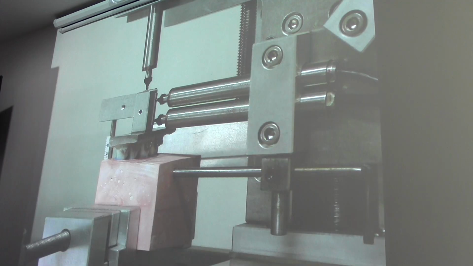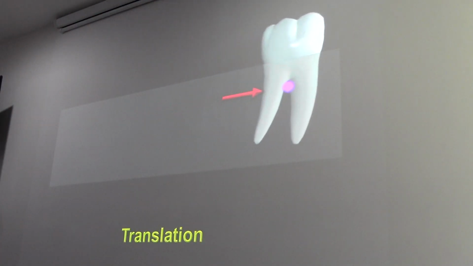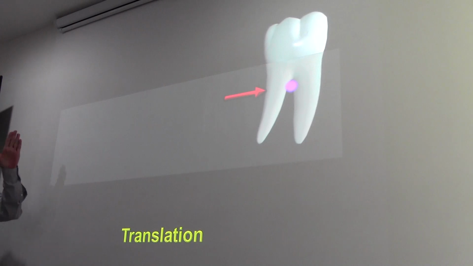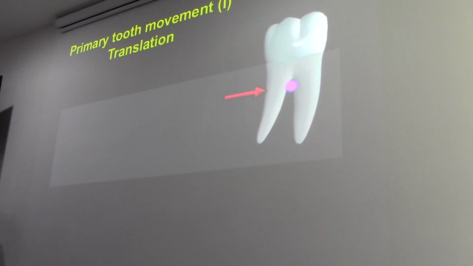This is another example of how to find the center of resistance. Anyway, now we find the center of resistance for the first molar. It's located in the bifurcation area. And if you apply the force over there, the tooth is going to translate. That's called primary tooth movement. The first primary tooth movement is a translation, and translation is caused by force applied at the center of resistance.